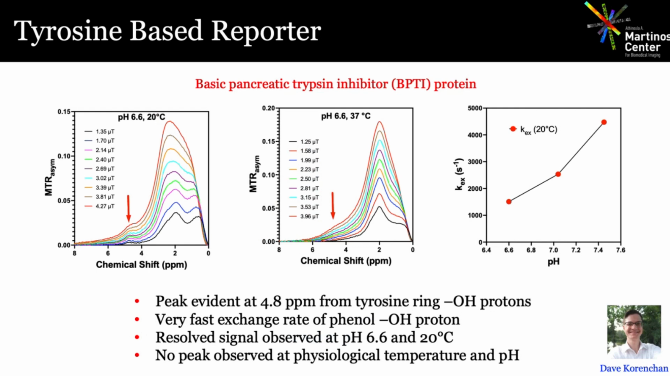So another thing we looked at was a tyrosine-based reporter. This is basic pancreatic trypsin inhibitor, BPTI. The problem is the tyrosine phenyl OH protons exchange extremely rapidly. So here you can see at 4.8, when we're at low pH and low temperature, we can see these peaks. As we increase the temperature and the pH, though, they basically broaden out and we can't really detect them because the exchange rate is just too fast.